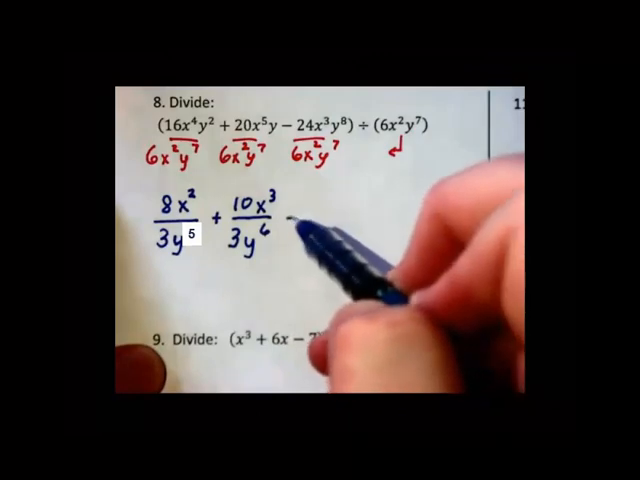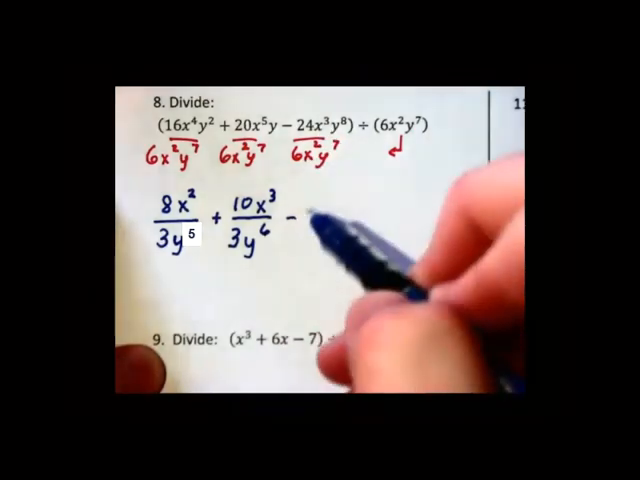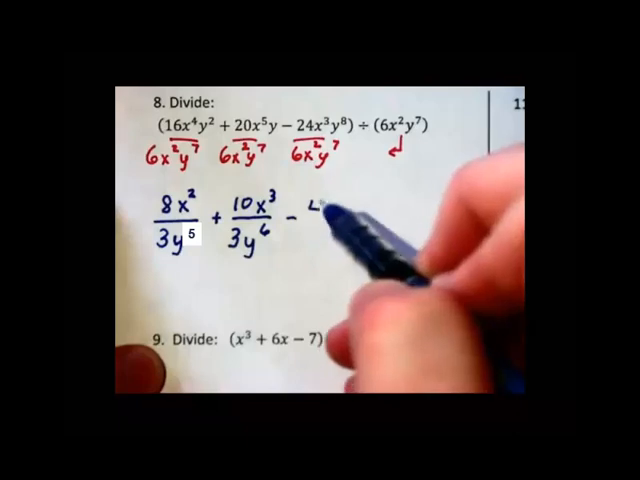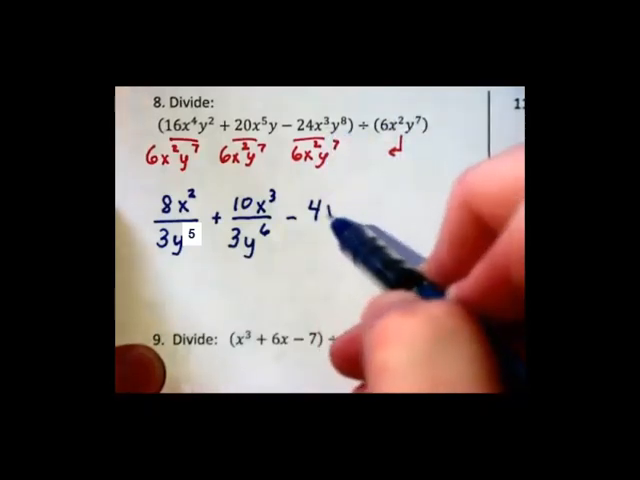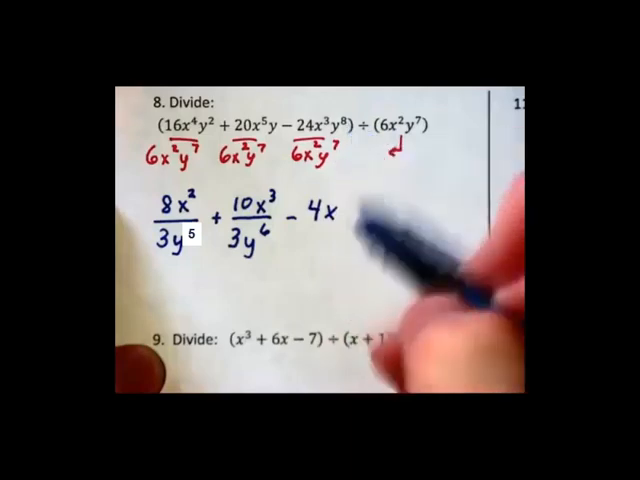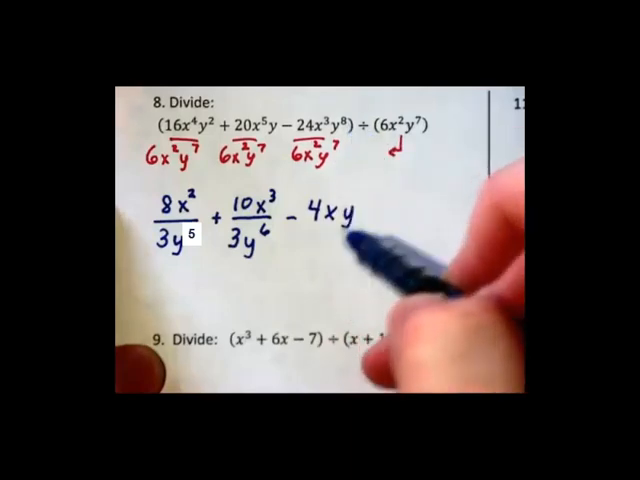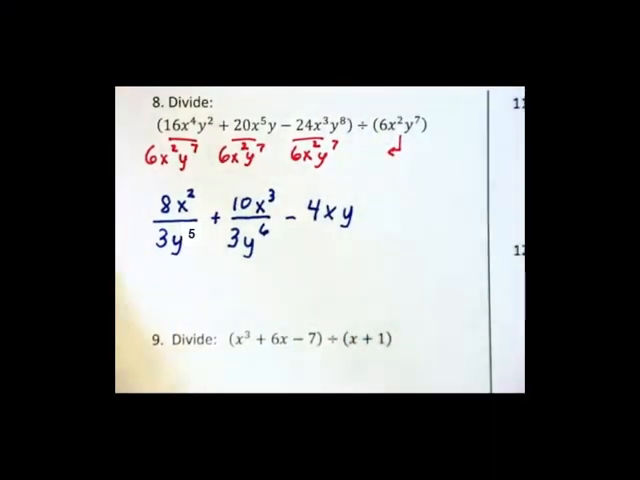Minus, next term, 24 divided by 6 is 4. X cubed divided by x squared is x. And y to the 8th divided by y to the 7th is y. And I can write over 1, but there's no need to write a denominator on this problem.